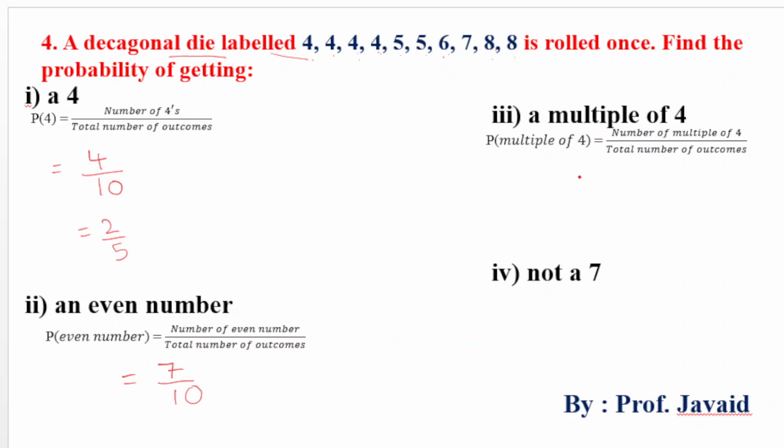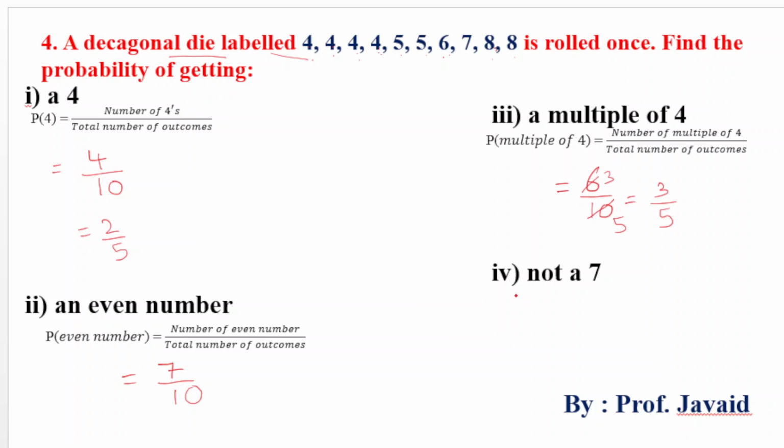Then move next, probability a multiple of 4. Multiple mean it's just like a timetable: 4, 8, 12 like that. Okay. So this is also a multiple. Okay. So 1, 2, 3, 4, 5, 6. So these are the 6. 6 over 10. So you can cancel out, or 2 3 times and 2 5, or you can just solve with the help of calculator.